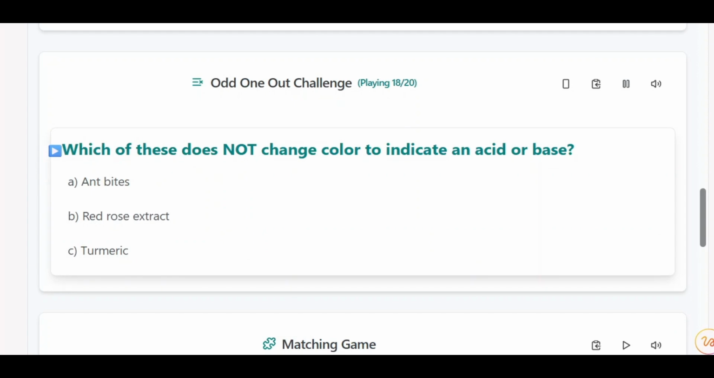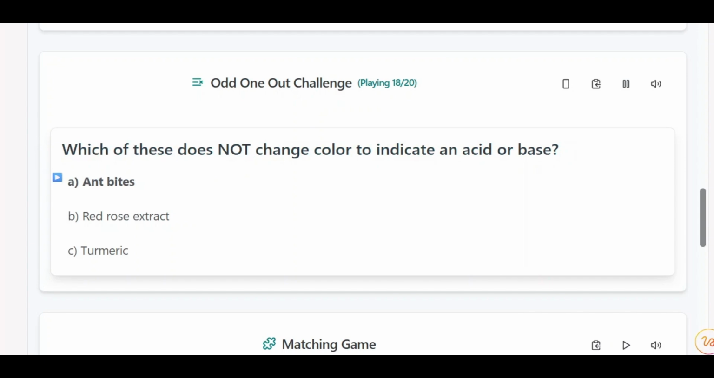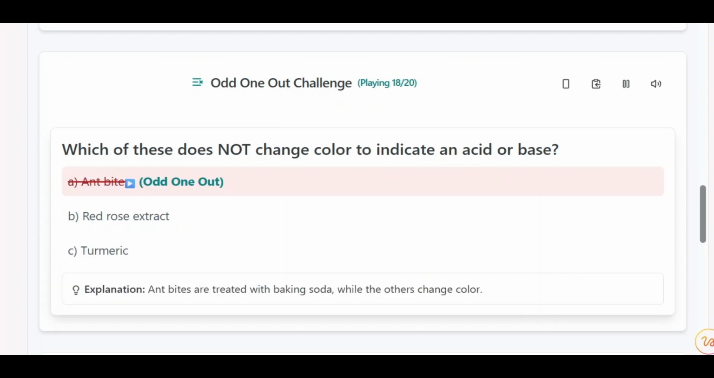Which of these does not change color to indicate an acid or base? Ant bites, red rose extract, turmeric. The odd one out is ant bites, because ant bites are treated with baking soda, while the others change color.